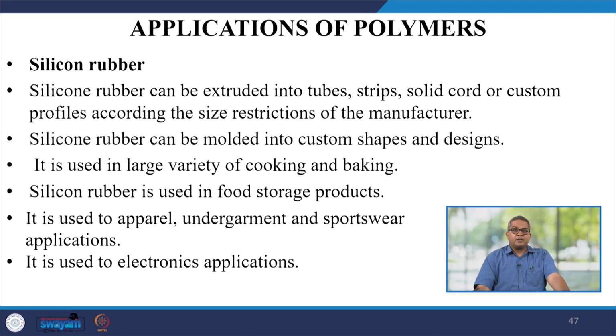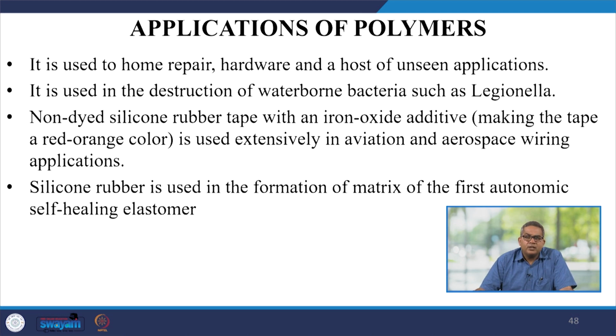This is a very important thing, and silicon rubbers can be extruded into tubes, strips, solid cords or custom profiles according to the size restriction of the manufacturer. So silicon rubber can be molded into custom shapes and designs. It is used in a large variety of cooking and baking and food storage products, and in undergarments, sportswear applications and also in electronics applications. It is also used in home repair hardware, and it is used for the destruction of waterborne bacteria.